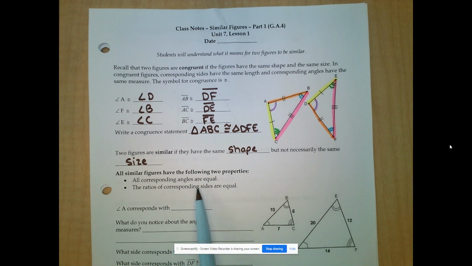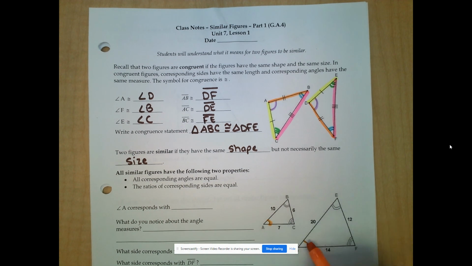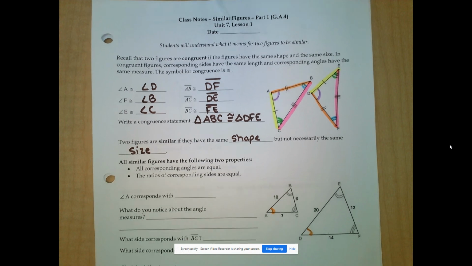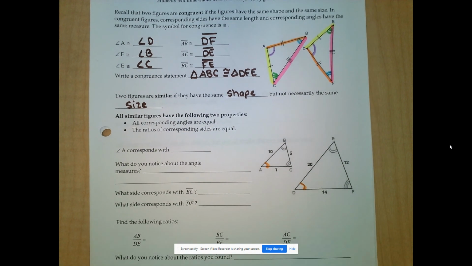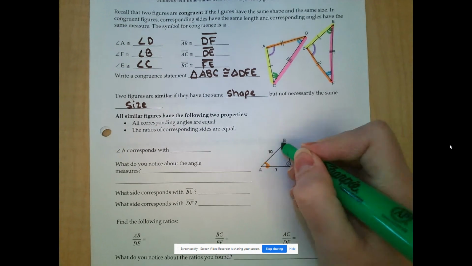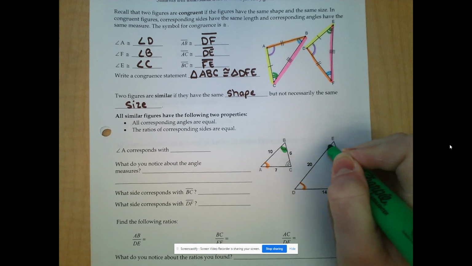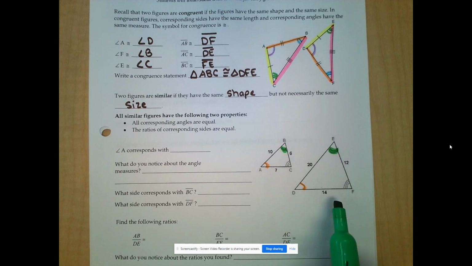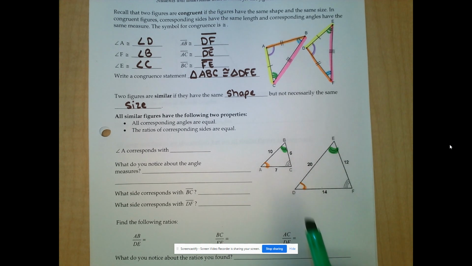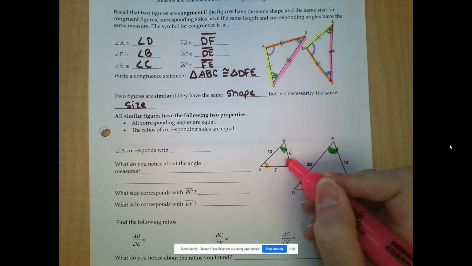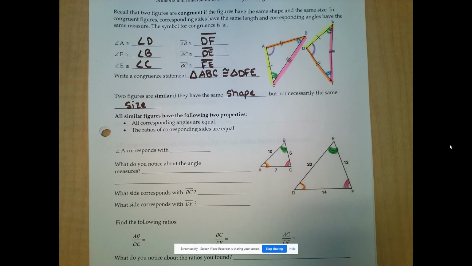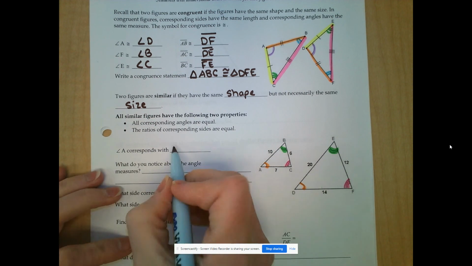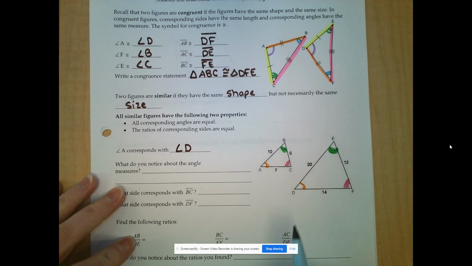All corresponding angles are equal. So we're saying that this single arc and this single arc, even though the triangle has changed size, the angles are still the same. This double arc and this double arc, even though the triangle has gotten bigger, the angle stays the same. And last but not least would be the triple arc on C is congruent to the triple arc on F. So according to that, angle A corresponds with angle D. They are in the same location.